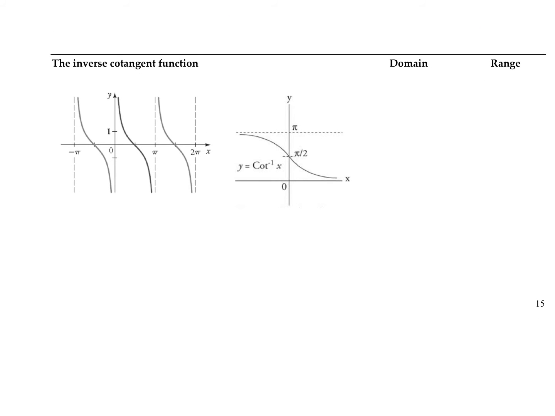For cotangent, it's going to go 0 to pi. My domain is going to be negative infinity to infinity, just like tangent. And my range is going to go 0 to pi, but no square brackets on the ends because there's those asymptotes, because cotangent's undefined at 0 and at pi.